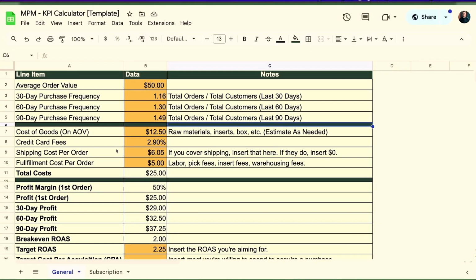As an example here, I'm going to run through an example using this calculator in front of me. If you're not watching this on YouTube right now or in a video format, I'm going to talk through it. It's all still going to make sense. Don't worry. At the top of this calculator, the first thing I'm going to look at is my average order value.